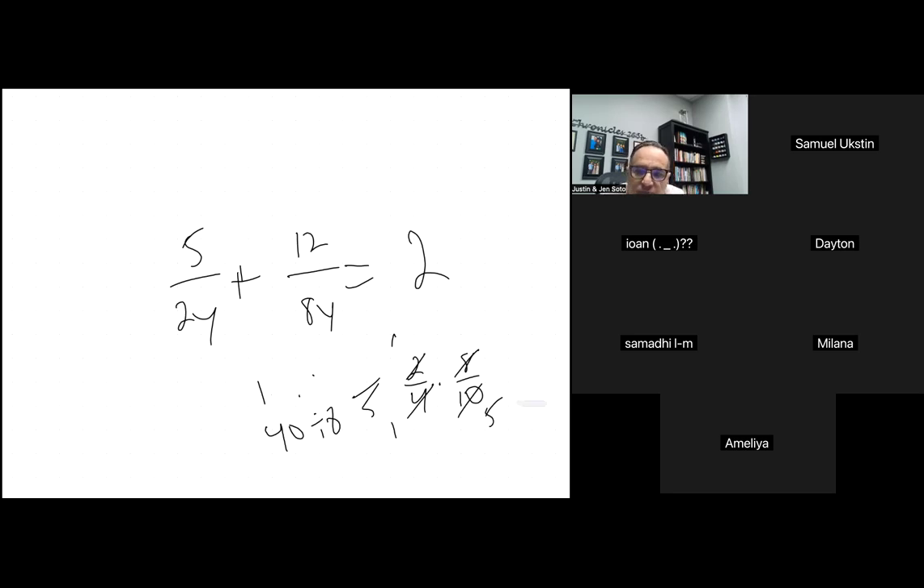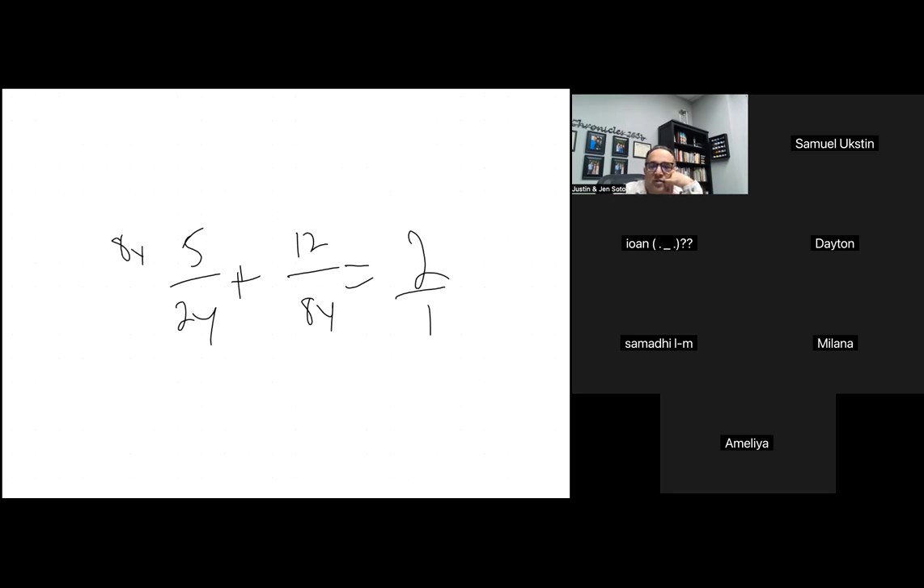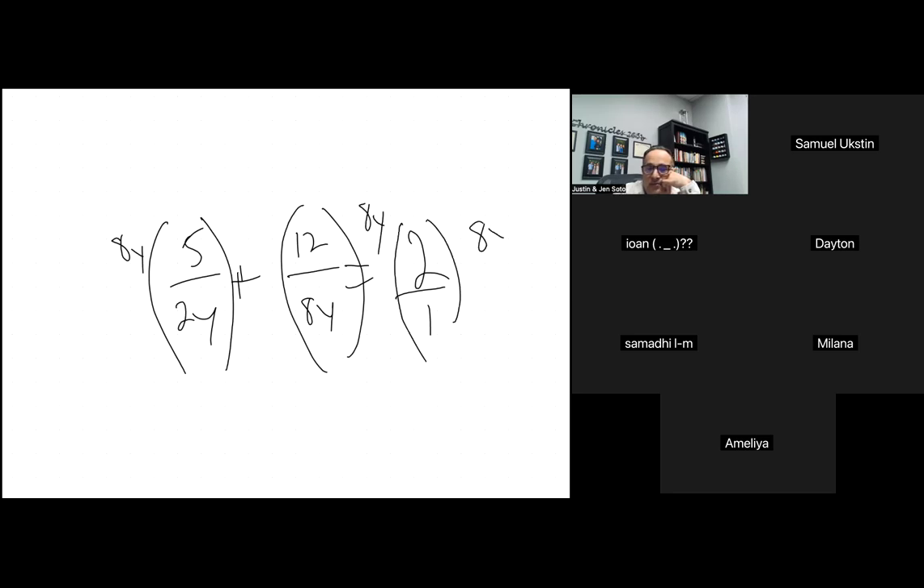So here's my thought. I can't have a y in the denominator. So in order to clear it out, I have to multiply. I have to get everything to be 8y because that's the least common multiple of each of these spots. So by doing 8y by everything, every denominator will be cleared out. So I multiply this whole spot by 8y.